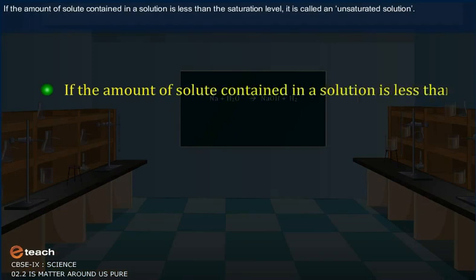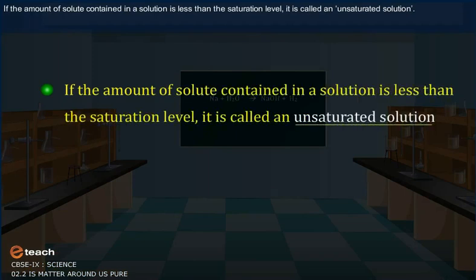If the amount of solute contained in a solution is less than the saturation level, it is called an unsaturated solution. We can infer from this activity that different substances in a given solvent have different solubilities at the same temperatures.